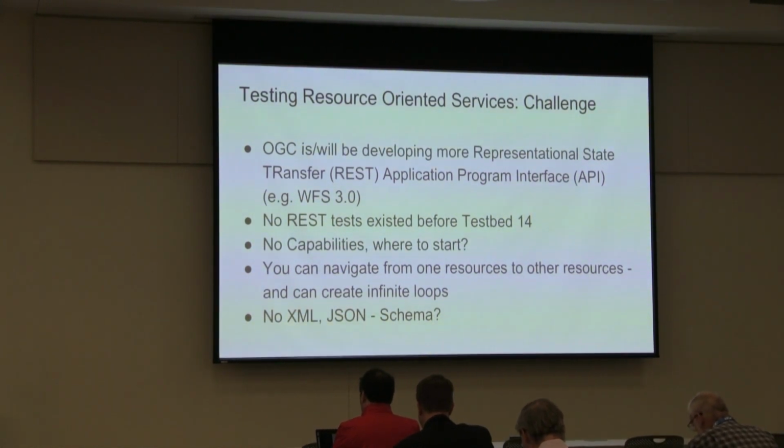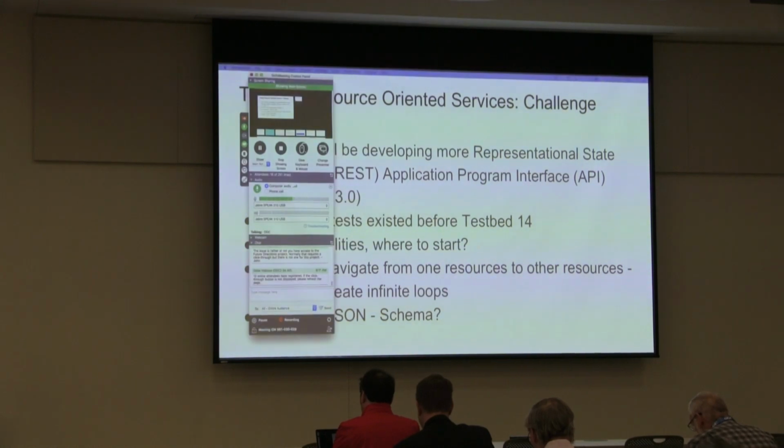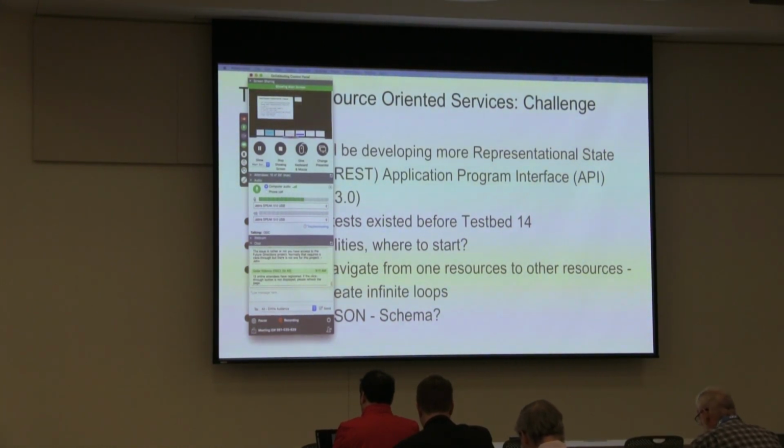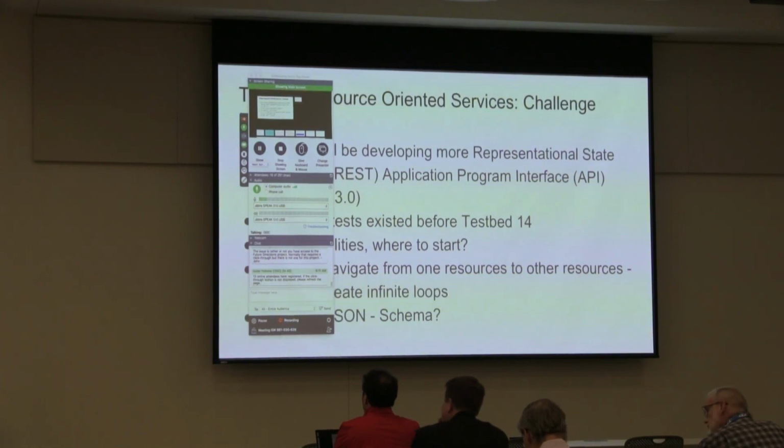There are some issues, like we don't have any more capabilities documents, so where do we start? And also there is the issue that there is a resource that you can navigate to other resources, and this can create infinite loops when you're trying to test. Even when you are developing an implementation, you can have those issues. And in some cases, there is no XML, so you have GML application schemas.